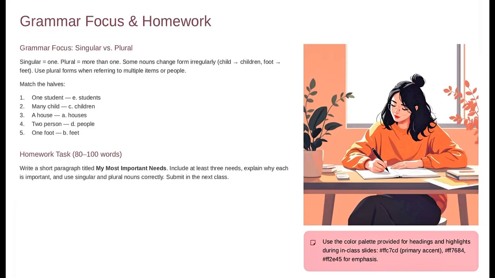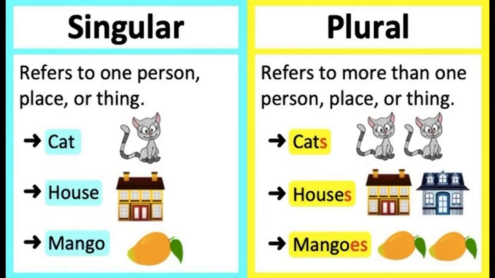In the grammar part, we are going to discuss singulars and plurals. Singular refers to one person, place, or thing, just like in the examples: a cat, a house, and a mango. And plural refers to more than one person, place, or thing, like in the examples: houses, mangoes, and cats.